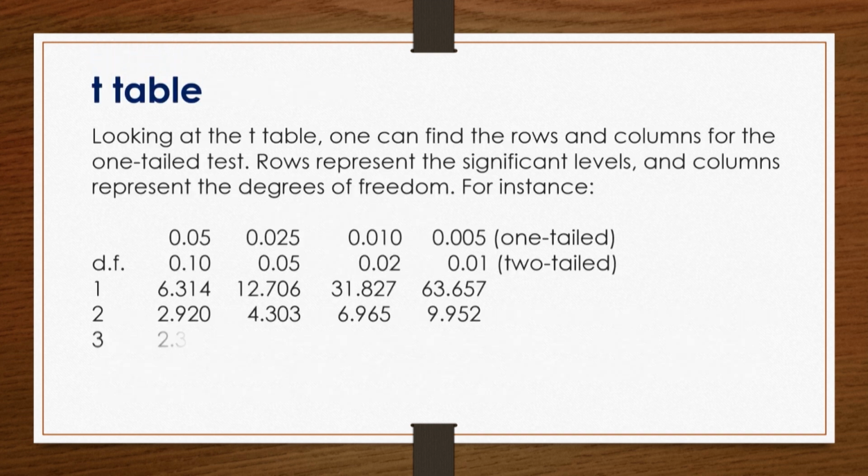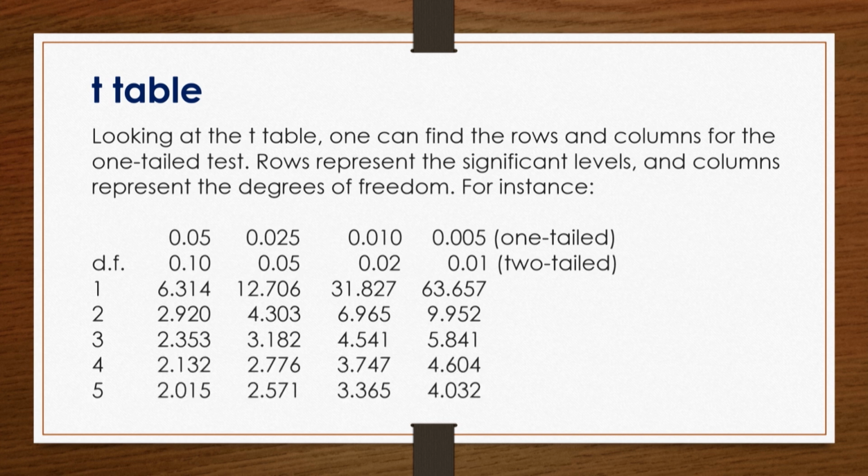T table. Looking at the T table, one can find the rows and columns for the one-tailed test. Rows represent the significance level and columns represent the degrees of freedom. For instance, on the left side we put degrees of freedom, which we have 1, 2, 3, 4, 5 for 5 samples, and the corresponding one-tailed test is given here, that is 0.05, 0.025, 0.010 and 0.005 for one-tailed test. Similarly, for two-tailed test it is given by 0.10, 0.05, 0.02 and 0.01.